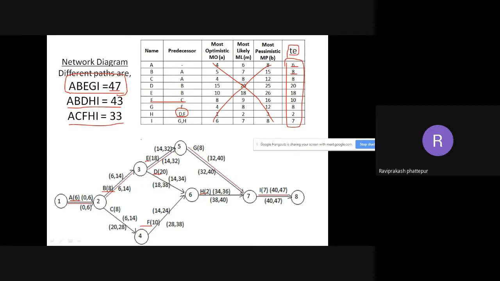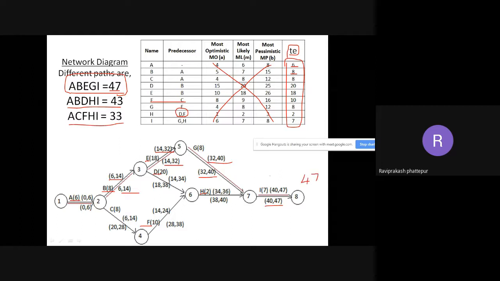Okay, and check for the forward pass and backward pass where we are having the same numbers. In this case: 32 40, 32 40, 40 47, 40 47, 14 32, 14 32, 6 14, 6 14. So these are the activities where the forward pass and the backward pass are the same, which constitutes the critical path. So the critical path is 1 2 3 5 7 8, or A B E G I. Okay, so that is the critical path with duration 47.